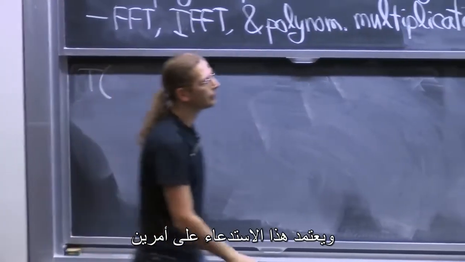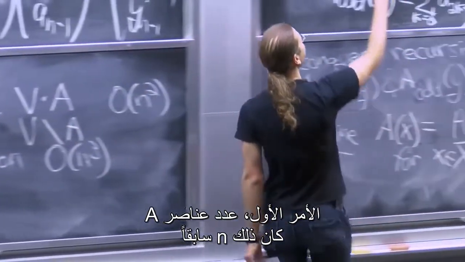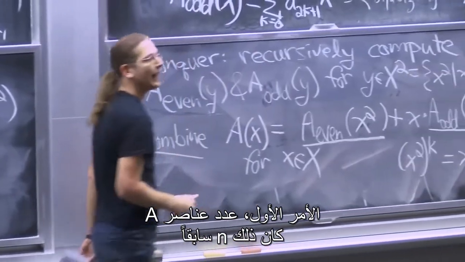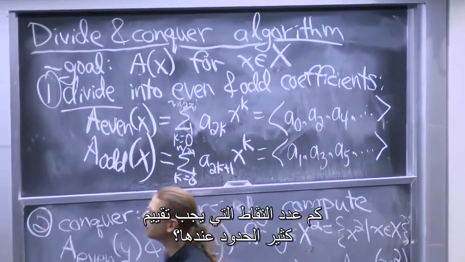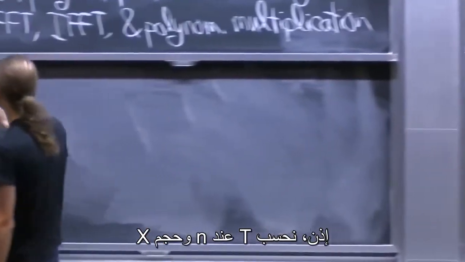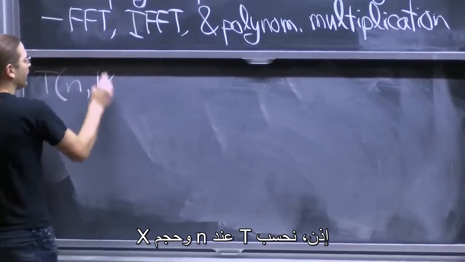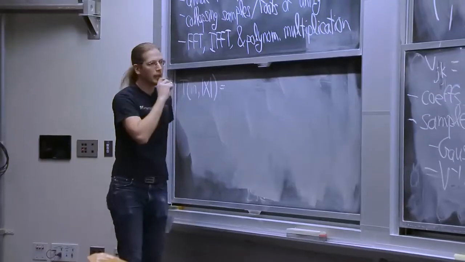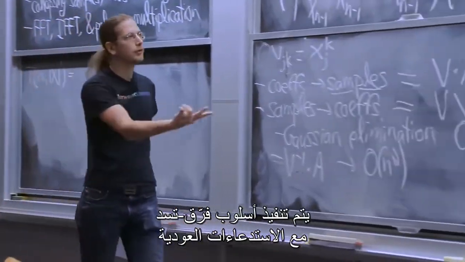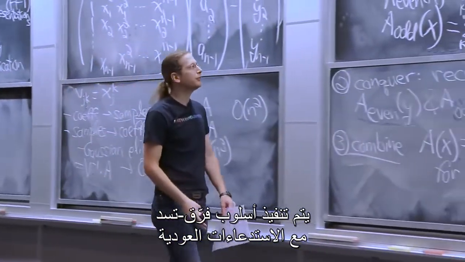Now this recurrence depends kind of on two things. One is how many terms are there in A that we've been calling n. And the other is how many numbers are there in x. How many different places do I have to evaluate my polynomial? So we've got T of n, I'll just call it size of x.